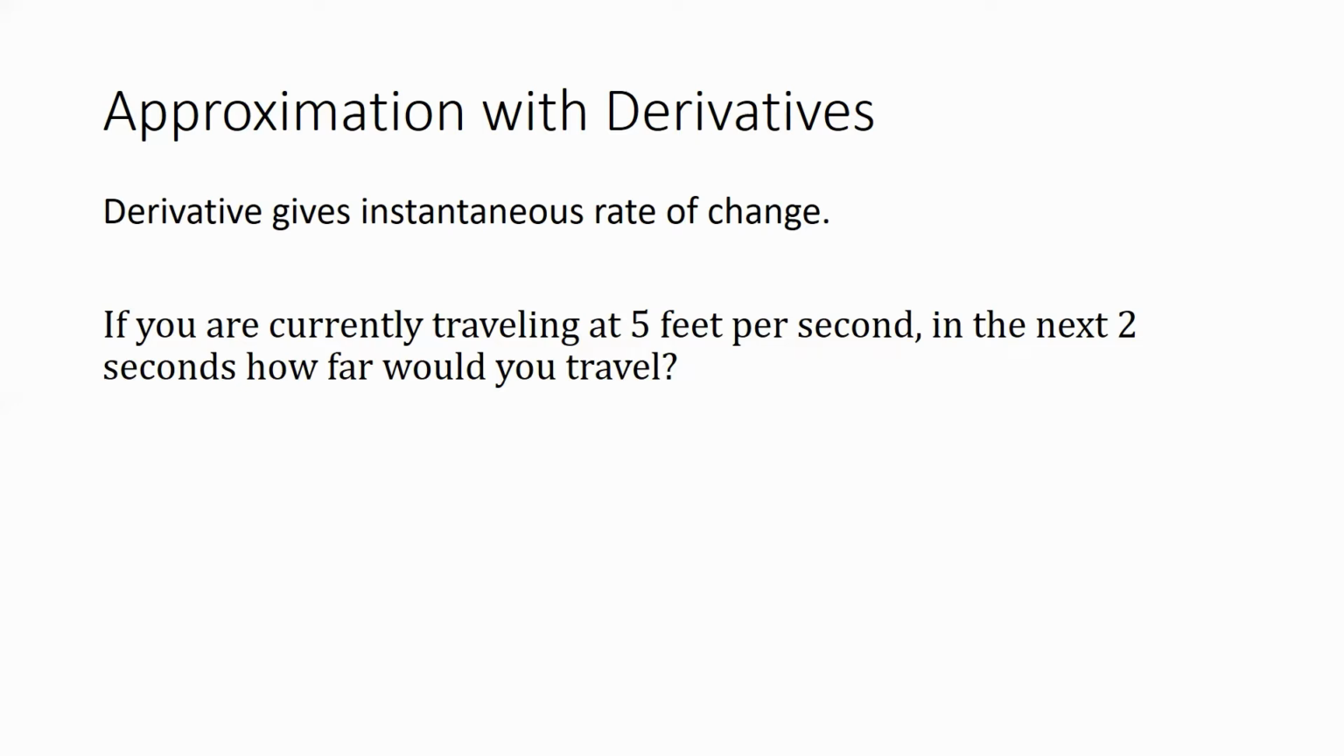Now, if you slowed down or sped up just slightly from that 5 feet per second rate, obviously you wouldn't get an exact value of where you land, but it is a pretty good approximation. If a human being is jogging along at 5 feet per second, in the next 2 seconds, how far would they have traveled? Well, a good approximation is 10 feet. And that's what we're going to be dealing with these derivatives.